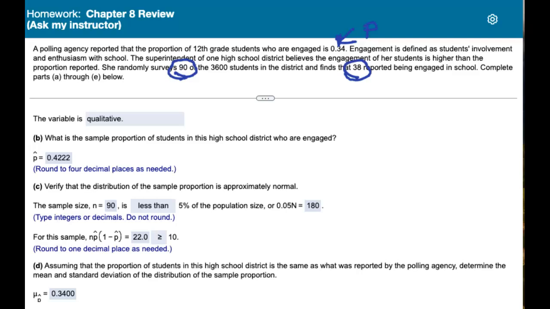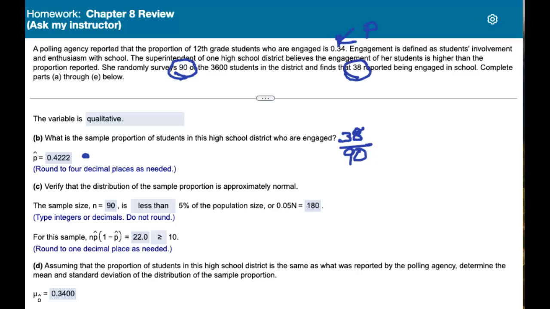The second part is, what's the sample proportion? Well, to find the sample proportion, we're going to look at the number of people who are engaged, 38, out of the number in the sample. The number in the sample was 90. So that's where this value comes from, 0.4222.